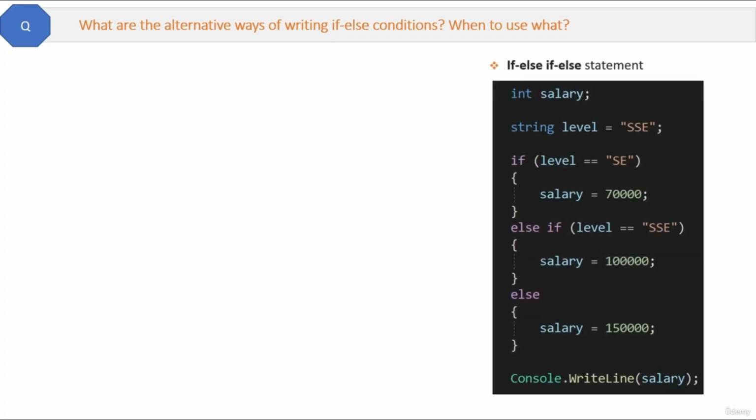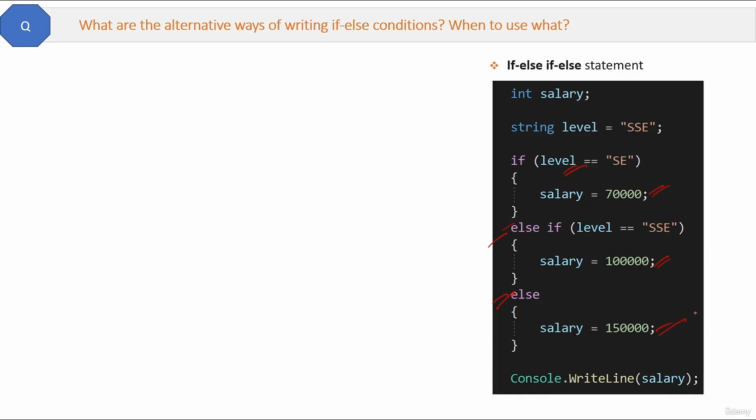What are the alternative ways of writing if-else conditions? This is a very simple question. I hope you already know the if-else condition. Here is a sample of it. We have an if condition and then else if, and the last condition is like this. Now, if level is software engineer, then salary should be 70,000. If salary is equal to 1 lakh, else 1 lakh 50,000. Okay.